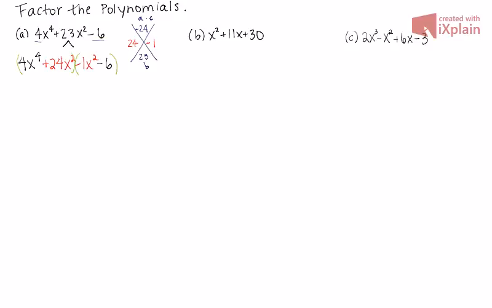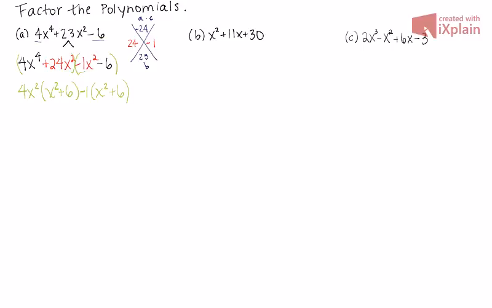You will then pull out the GCF from your first group. So the largest factor that goes into 4x to the fourth and 24x squared is 4x squared. When I pull out 4x squared, I'm left over with x squared plus 6. You then have the factor negative 1x squared minus 6. The only thing those two share in common is negative 1. I have to pull out the negative 1 because my first term is negative. So I'll pull out negative 1 and I'm left over with x squared plus 6.